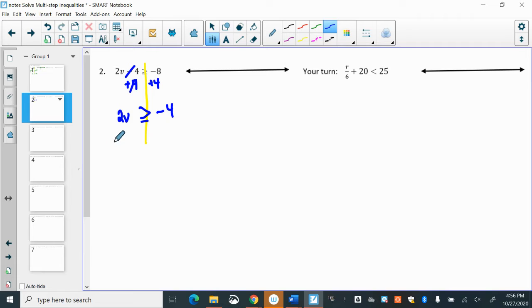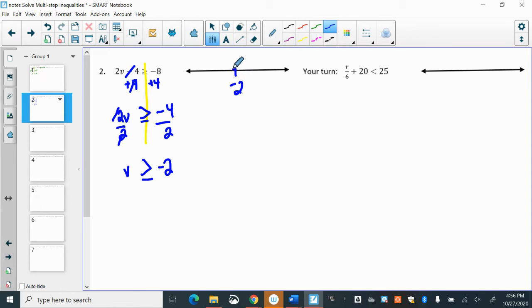V is being multiplied by 2. The opposite of multiplying is to divide. And what you do to the left, you do to the right. I am dividing, so I take that pause and say, am I dividing by a negative? And the answer is no, we're dividing by +2, so we keep the inequality the way we see it. These two cancel, and we get v is greater than or equal to -2.